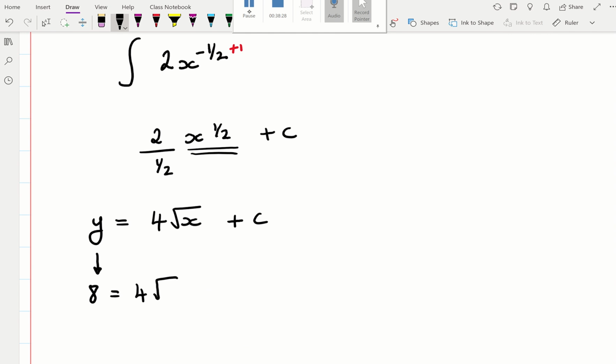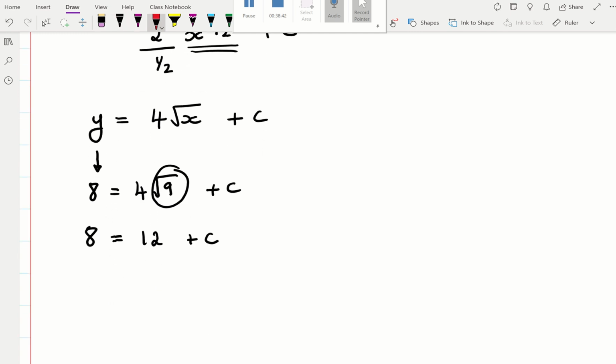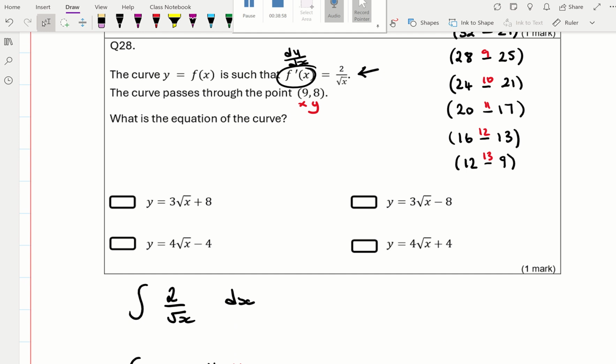equals 4 root 9 plus c. So this is 8 equals 4 times 3. If you put it into your calculator, 4 root 9 will give you 12 plus c. And of course, you need to reverse that to find c. Minus 12 minus 12. So you get c equals negative 4. So the equation is y equals 4 root x minus 4, which is here. And that is the end of the second video for the final assessment for semester 2.